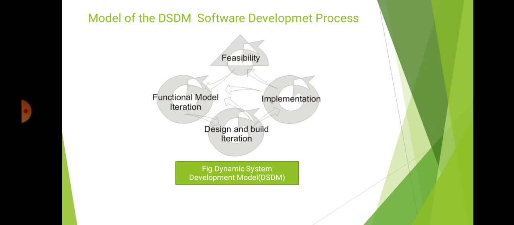The first step is feasibility study. It establishes the basic business requirements and constraints associated with the application to be built and then assesses whether the application is a viable candidate for the DSDM process. It is about whether the proposed methods can be applied or not, and thorough research is carried out to find out the existing problems.